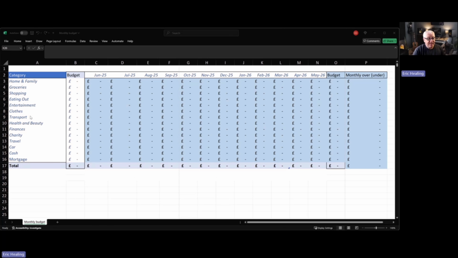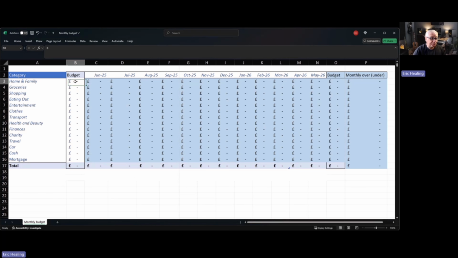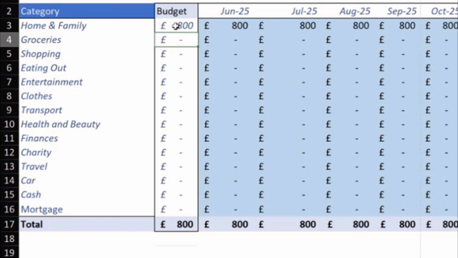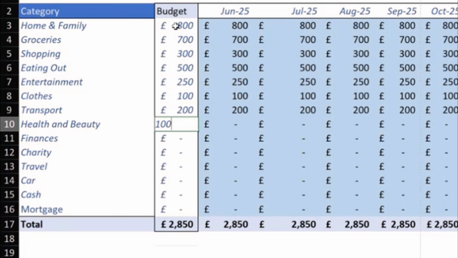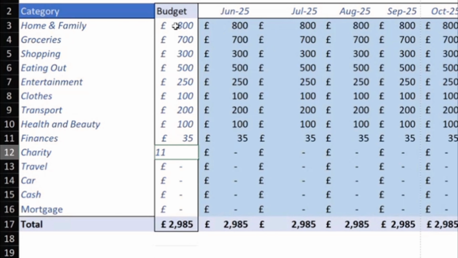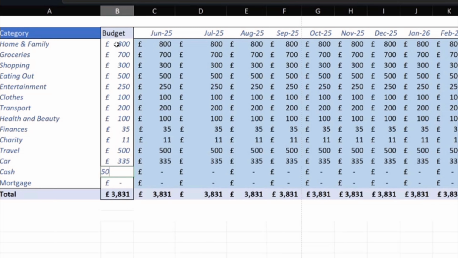And she's set herself a budget for each of these. So let me quickly type in the budget that she gave me. Okay, so there's the budget. What you can see is that it's splitting that over each month.